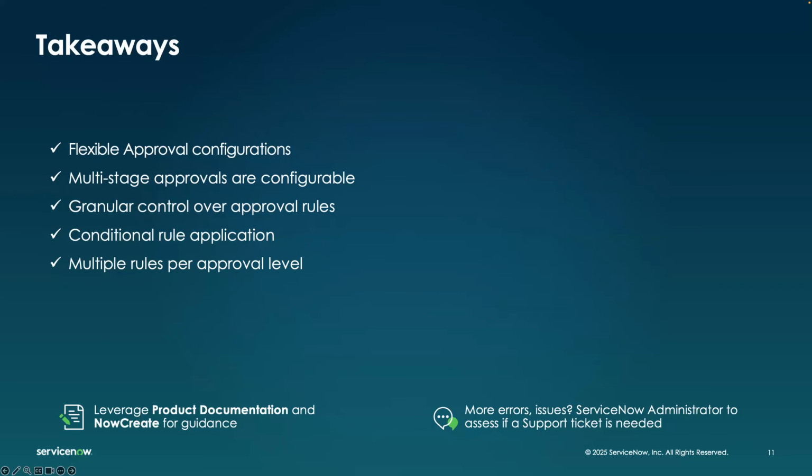So let's summarize our quick takeaways from this demo. As you have seen, the approval configuration is pretty flexible, right? It offers rules that can be based on records being approved or any other related tables, providing significant workflow routing. Multi-stage approval is again configurable, right? The system allows setting up sequential approval stages with one or more approval levels assigned to users or to groups.